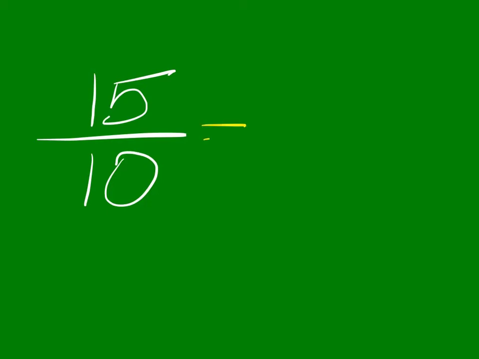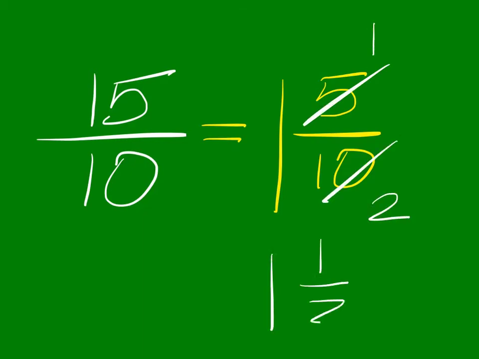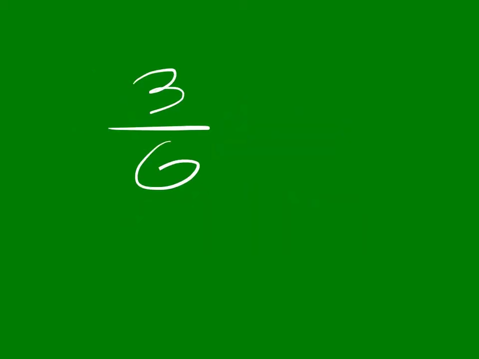On the practice problem, 10 goes into 15 once, with 5 left over. But 5 over 10 can be reduced. What number goes into 5 and 10? 5. 5 into itself once, into 10 twice. Should be 1 and 1/2. Reduce it.